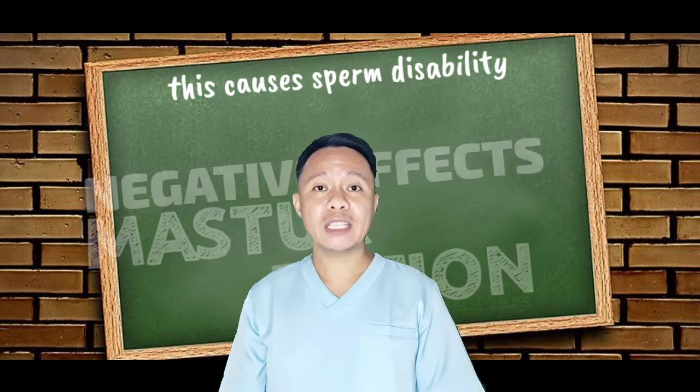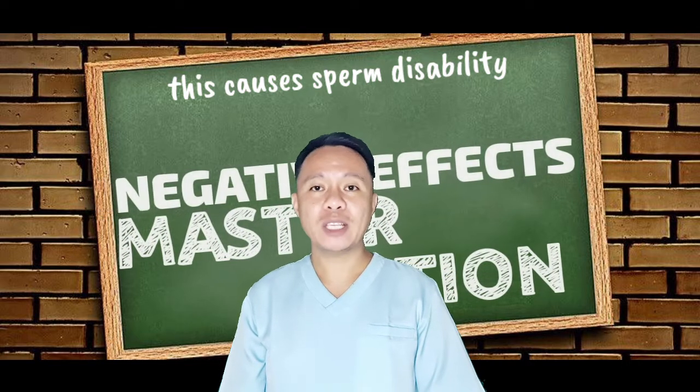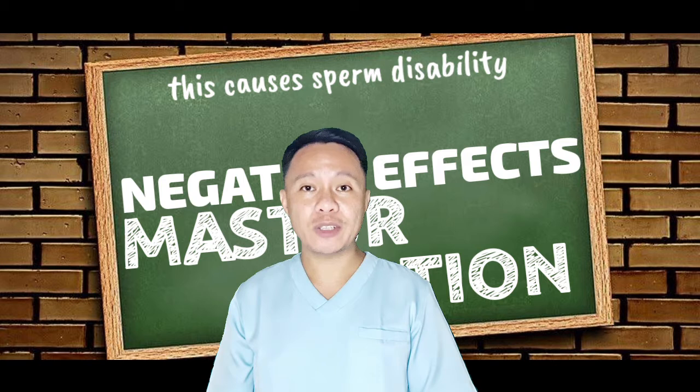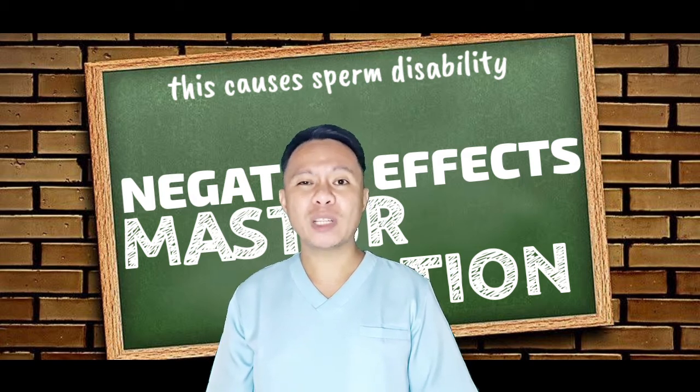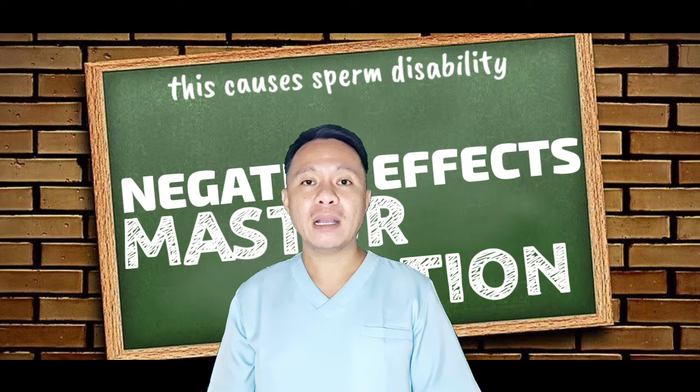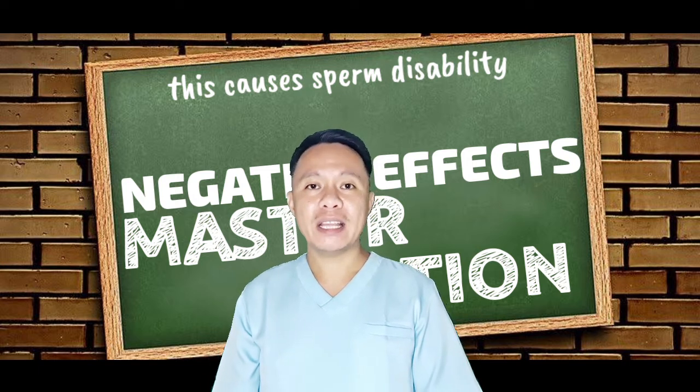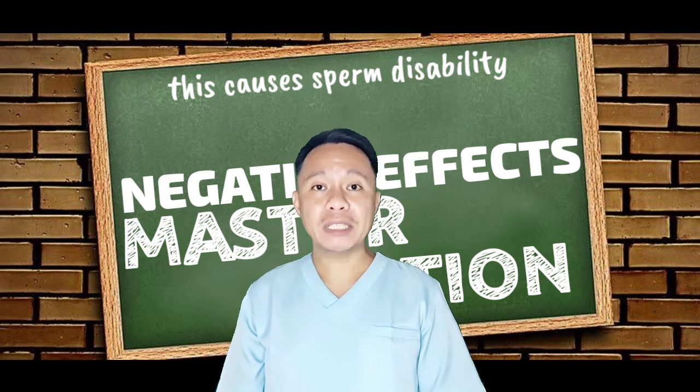Let's now have letter T. This causes sperm disability. Okay, so according to studies and research, there is a greater possibility that it causes sperm disability among men, especially if they do this on a daily basis. And of course, that will make them have a greater risk of infertility also. That's letter T. This causes sperm disability.